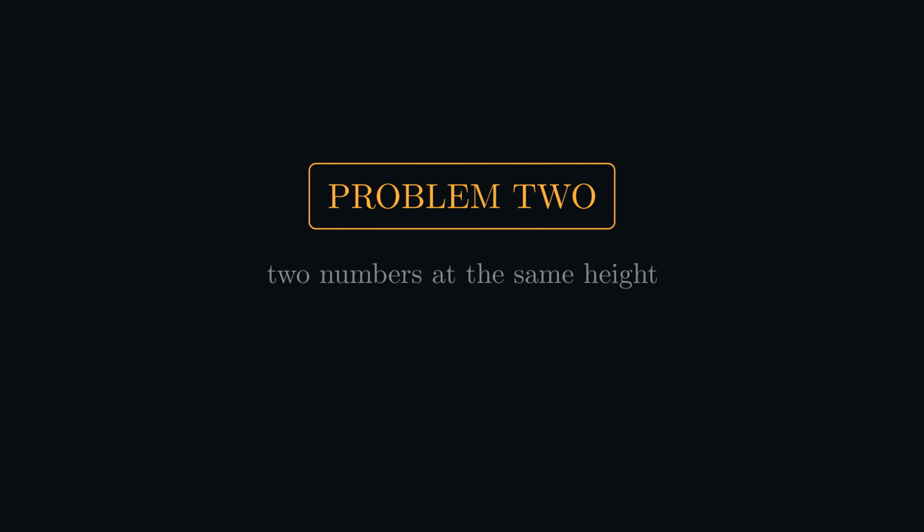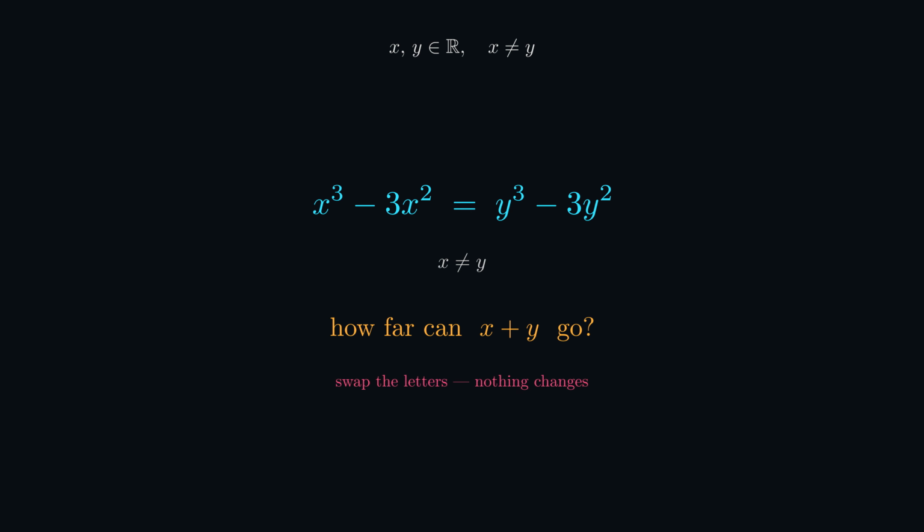Problem 2. Two numbers standing at the same height, and the point nobody asked about. Two numbers x and y. They are not equal to each other. Take the first one, cube it, then subtract 3 times its square. Do exactly the same to the second one. The two results come out the same. That is the entire condition.